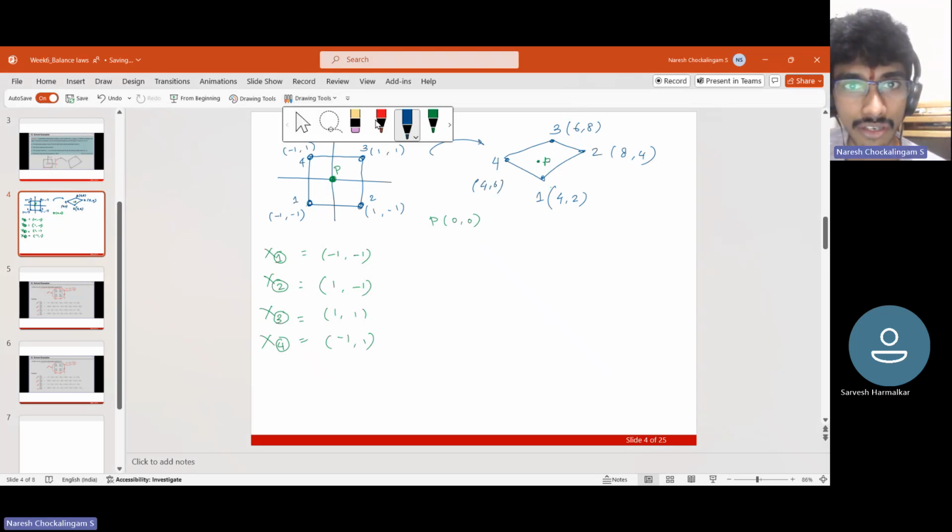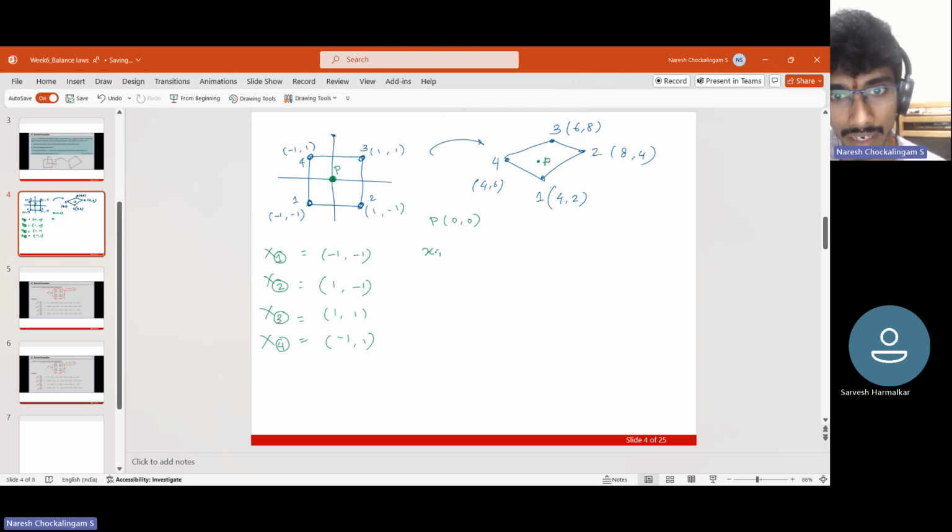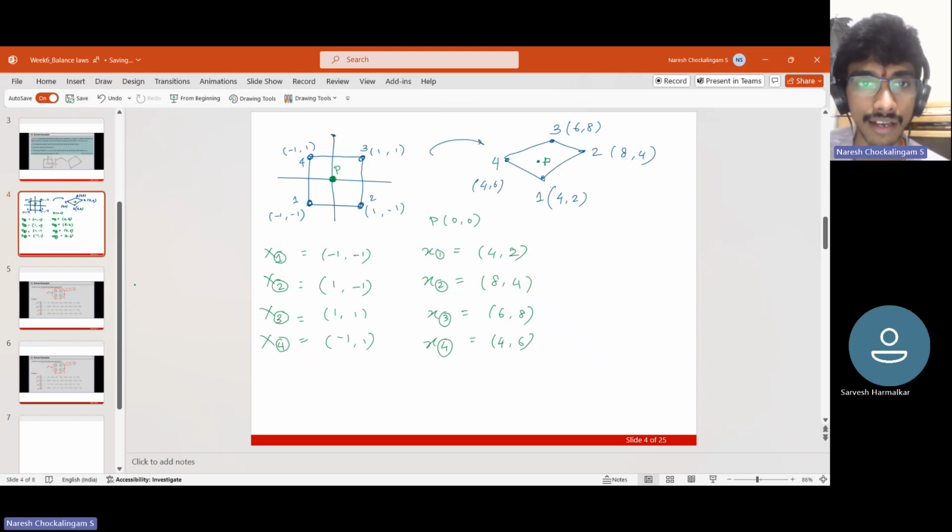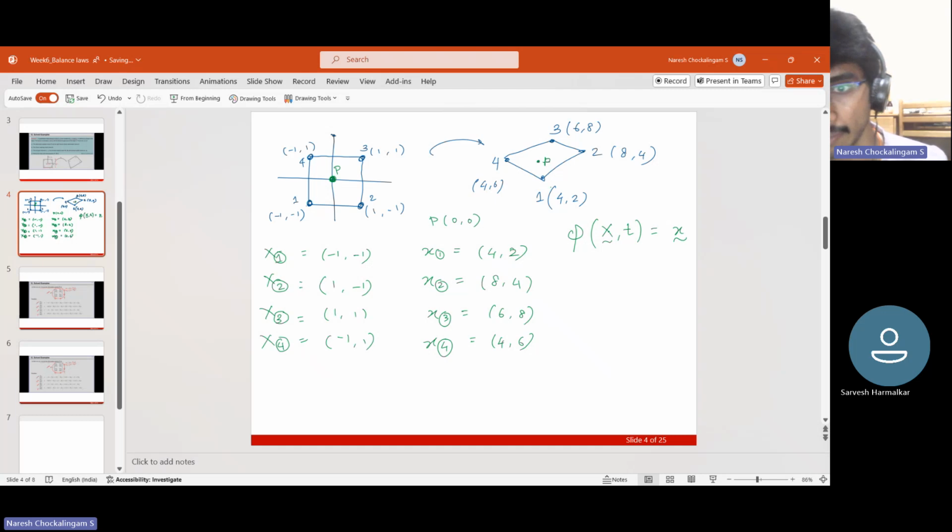So after deformation, the coordinates of these points are small x1, which is (4, 2), small x2, which is (8, 4), x3 is (6, 8), and x4 is (4, 6). Now we are given the displacements or the deformation at 4 points, right? So you know that phi is a mapping which takes the initial material point coordinate and the current time and returns the final position of the point referenced by this material position vector capital X.